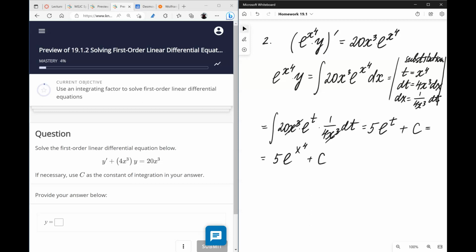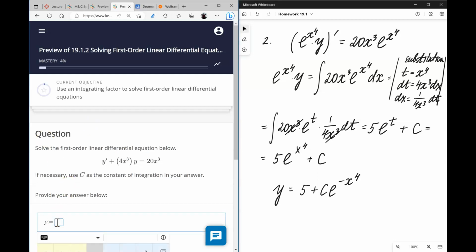So this is the right hand side, and now to isolate y, we're going to divide both sides by the integrating factor, so we end up with 5 plus something over the integrating factor. This will be the general solution. So let's enter this answer.